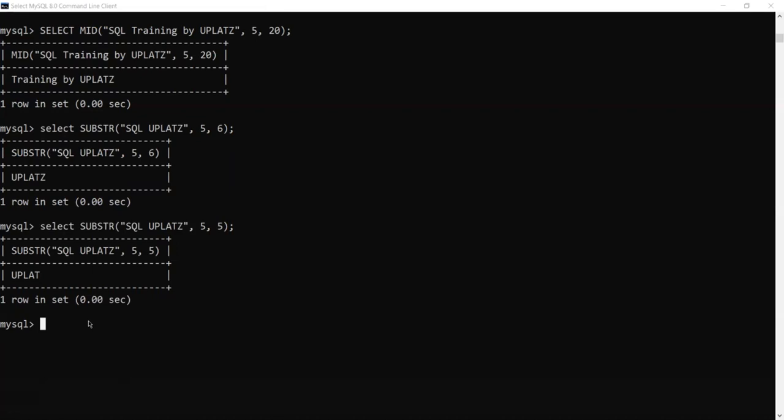In terms of flexibility, there is one more function. We learned about the mid function, and we learned about substr. There is one more function, the substring function. It is again very similar to these two functions, but let us try to understand how it is different. Even substring is going to work the same way.